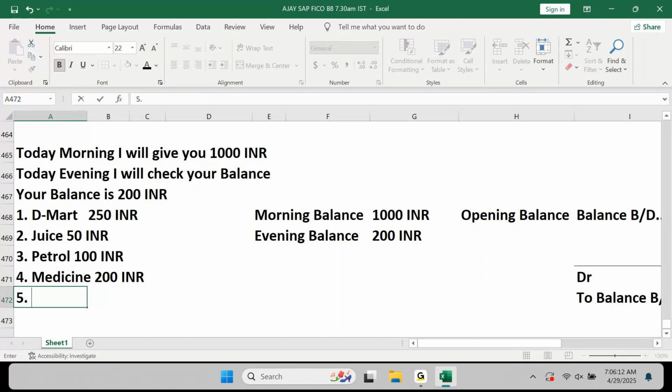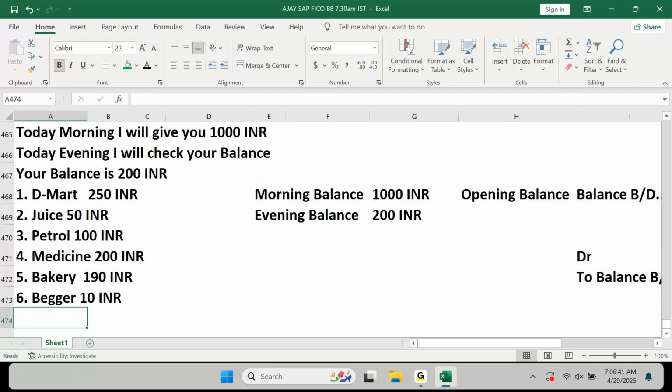Then I will put something like, let's say I went to the bakery, purchased some bakery items for 190 INR. Now 790. Sixth one, beggar 10 rupees. 800. Okay, 800. Now for everything, if I have to write it in my accounting, I have to show that proof, right?